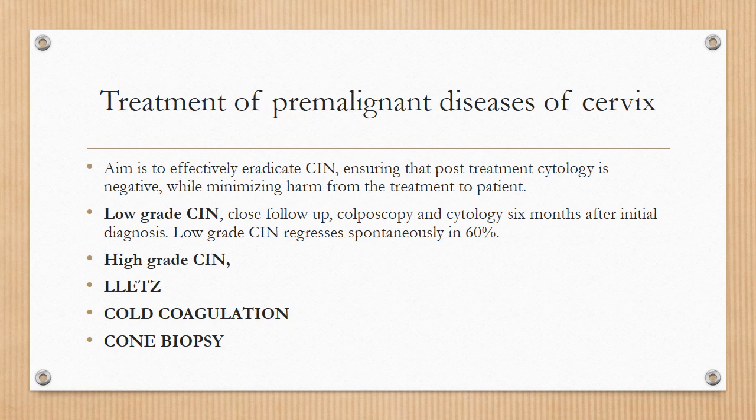So in case of low-grade lesions, close follow-up, colposcopy and cytology 6 months after initial treatment. Then, if there is high-grade CIN, because there is 20% progression to cancer, it has to be treated, either with cold coagulation with the help of a diathermy. High-grade lesions can be treated with LLETZ, cold coagulation or biopsy.